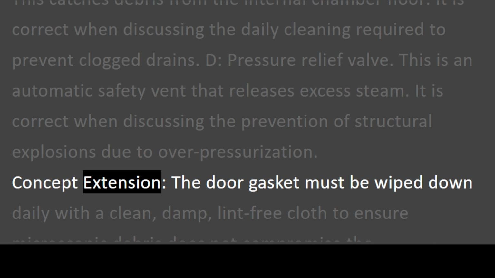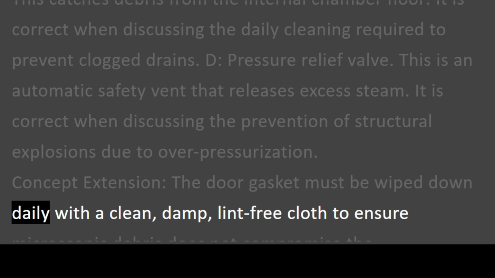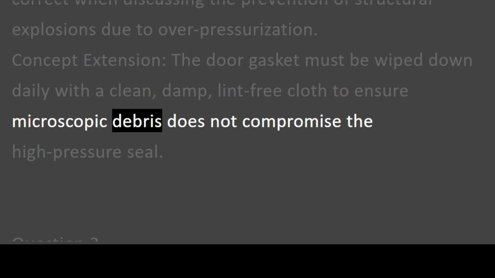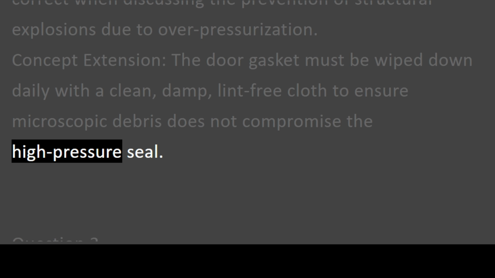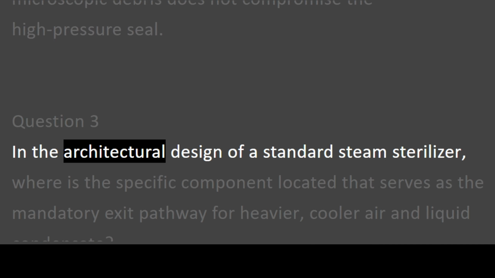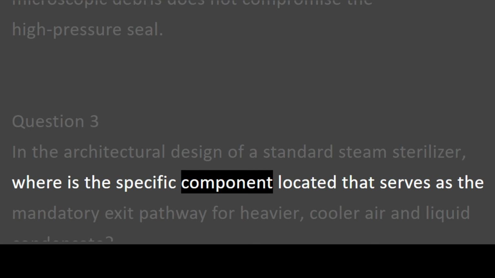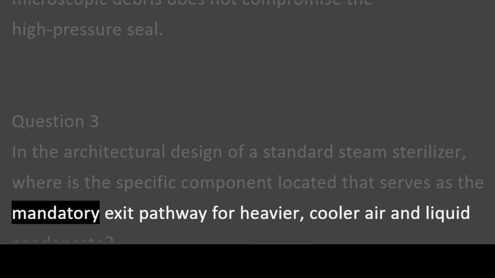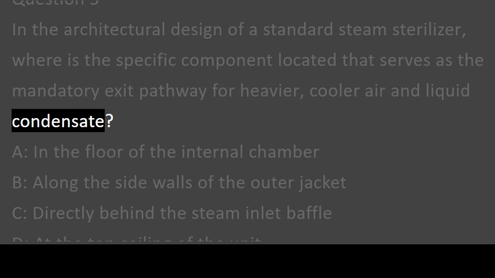Concept extension. The door gasket must be wiped down daily with a clean, damp, lint-free cloth to ensure microscopic debris does not compromise the high-pressure seal. Question 3. In the architectural design of a standard steam sterilizer, where is the specific component located that serves as the mandatory exit pathway for heavier, cooler air and liquid condensate?